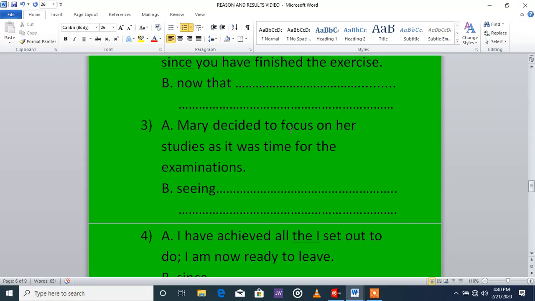So seeing that it was time for the examinations, we put a comma. Mary decided to focus on her studies. Seeing that it was time for the examinations, comma, Mary decided to focus on her studies. That would be a correct way of saying it.